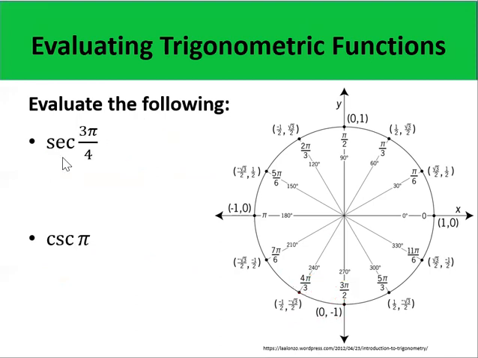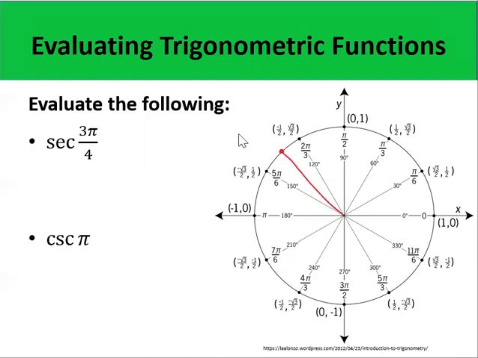The next is secant of 3 pi over 4. So again, this figure doesn't show the angle 3 pi over 4. 3 pi over 4 is an angle on the second quadrant having a reference angle equal to pi over 4. So that's going to be here.